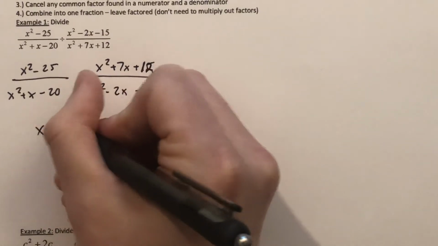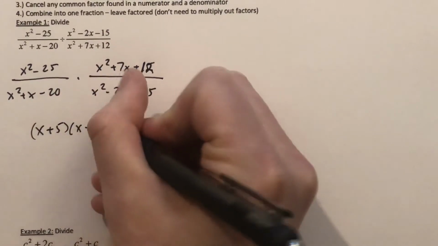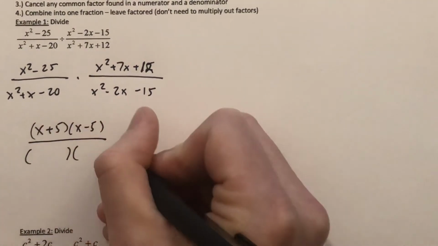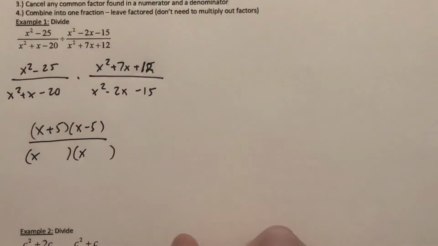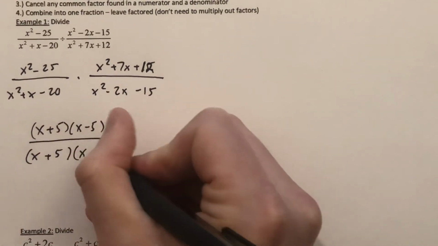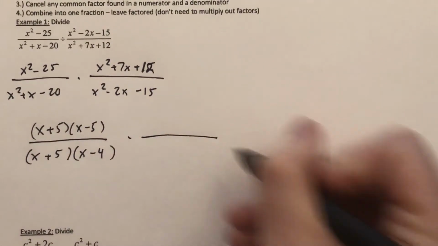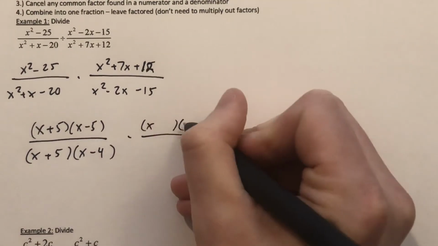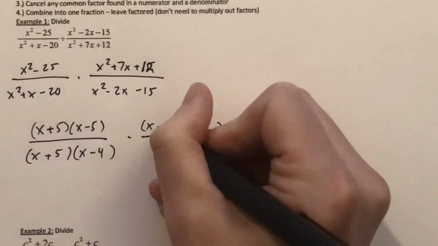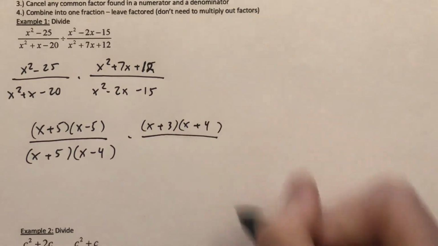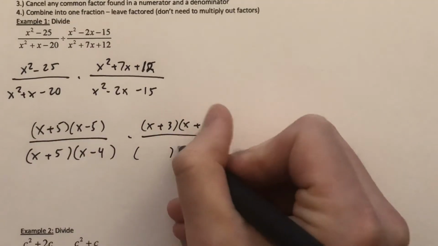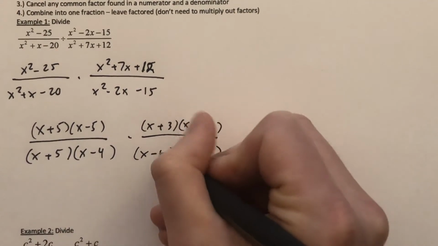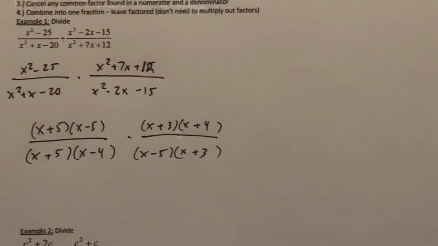That's a difference of squares, x plus 5, x minus 5. That's an easy case trinomial. Numbers that multiply to negative 20 and add to positive 1 would be positive 5 and negative 4. Another easy case trinomial. Numbers that multiply to 12 and add to 7 are 3 and 4. And one more easy case. Numbers that multiply to negative 15 but add to negative 2: negative 5 and positive 3.